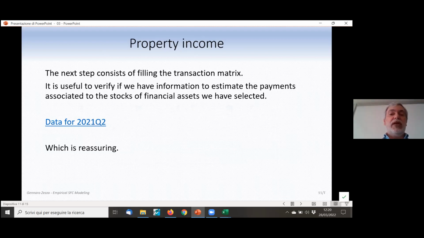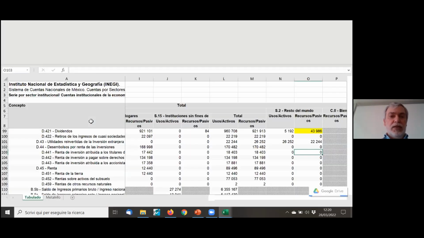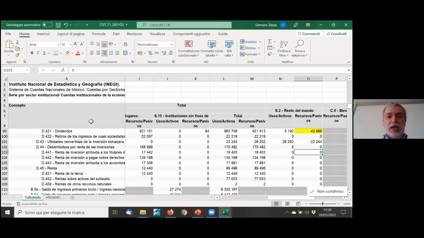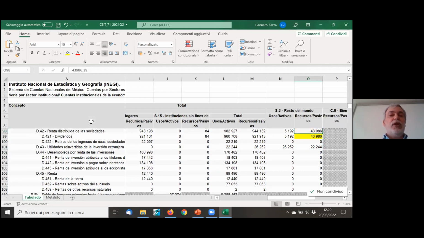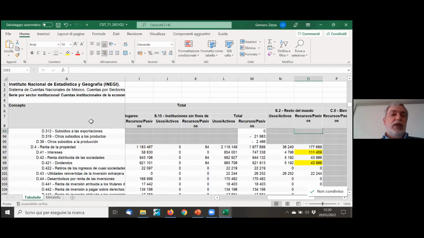So we need to look at the flows, and I think that this table is a somewhat simplified version of the big table that we are using. And here in the income from capital, we verify that we have everything we need.